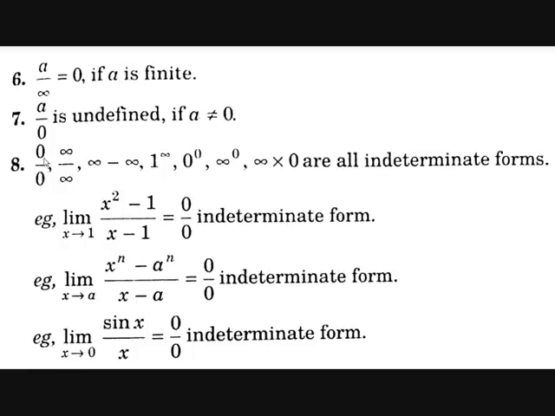Okay. Another thing is 0 by 0, infinity by infinity, infinity minus infinity, 1 power infinity, 0 power 0, infinity power 0, infinity into 0 are all indeterminate forms. Take limit x tends to 1, x square minus 1 by x minus 1 is 0 by 0, an indeterminate form. And limit x power n minus a power n by x minus a is also 0 by 0 because it is also indeterminate. Another way to solve this, you will find this. Next.